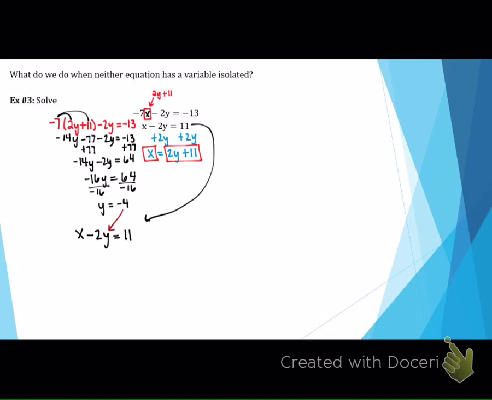So I know that y is the same thing as -4, so I plug in -4. So I get x plus 8 equals 11. Subtract 8 on both sides, and I get x equals 3. So, Alexis, that's not how I write up my answer. What is my actual answer? Perfect.